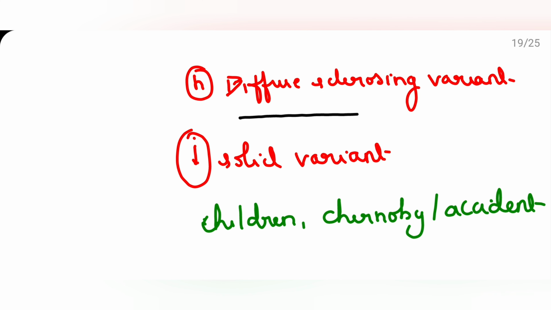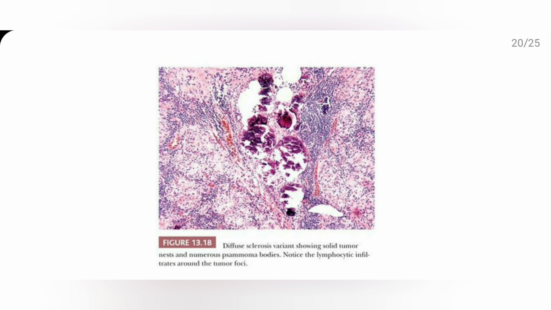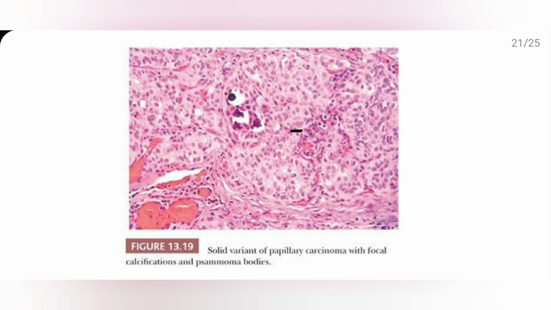Coming to other two patterns, diffuse sclerosing variant. This diffuse sclerosing variant is most commonly seen in children in the Chernobyl incident, and there is squamous metaplasia, numerous psammoma bodies and lymphocytic infiltrate around these tumor foci. Similarly, solid variant is also seen in children and these are widely invasive. This is diffuse sclerosing variant with solid tumor nests with numerous psammoma bodies, and you can see lymphocytic infiltrate around the tumor foci. This is the solid arrangement of the tumor.